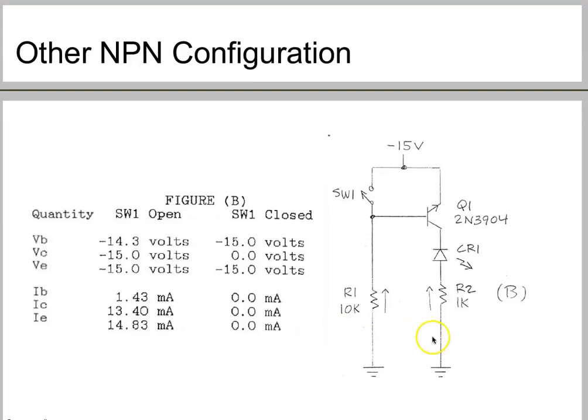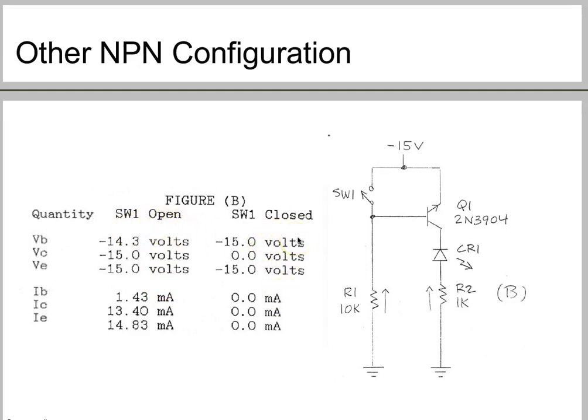This is a similar circuit but flipped upside down with a negative 15 volts DC supply line. The operation of this circuit is similar to the previous circuit. The only thing that has changed are the potentials. As you can see, these potentials are different when the switch is open and when the switch is closed.